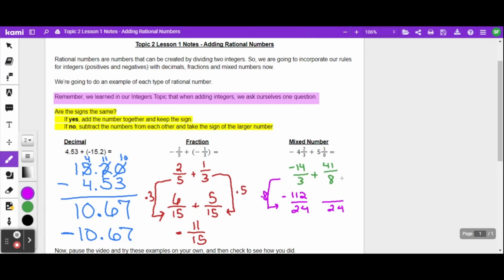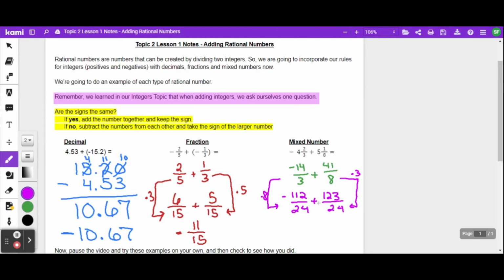And same questions, new numbers on the other side. How did I go from 8 to 24? And of course, that was times 3. So I must do 41 times 3, which is going to give me 123. So 41 over 8 is equivalent to 123 over 24.